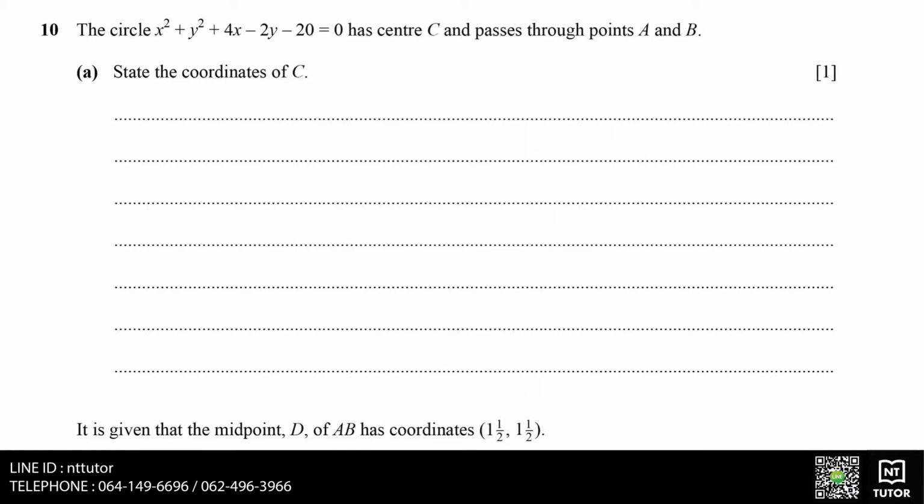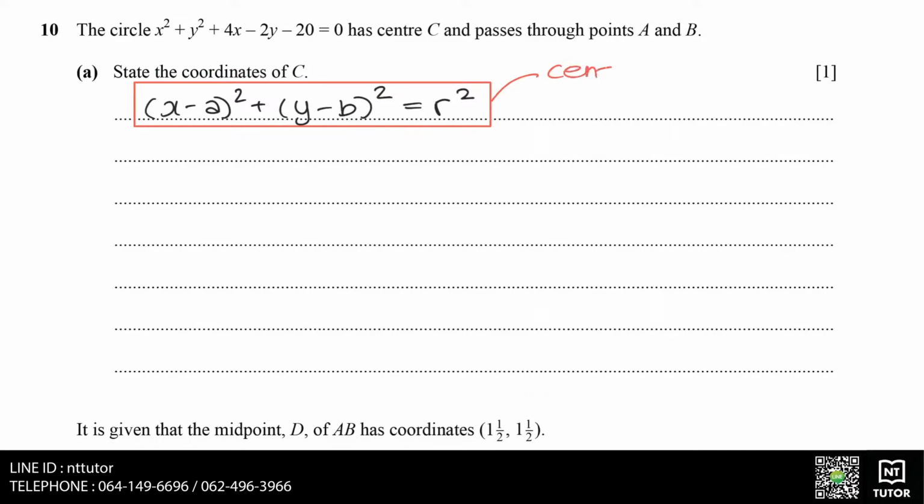The general formula for a circle is (x minus a) squared plus (y minus b) squared equals r squared, where the center is at (a, b) and the radius is equal to r. So to find the coordinates of C, which is the center, we just need to rearrange that expression into this format.